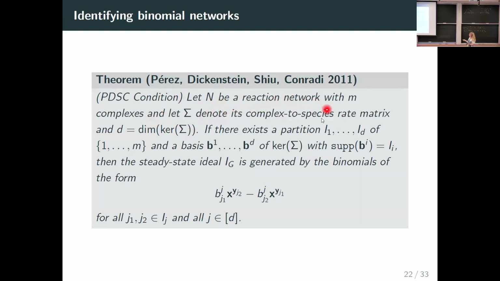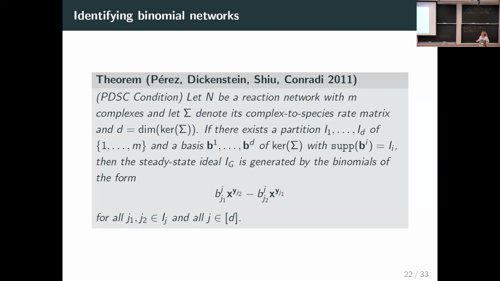You're looking at this complex to species rate matrix, and you can think about that as the matrix that I would get if I rewrite my polynomial system. Then I'm looking at the kernel of that matrix and the dimension of that kernel. And then I'm looking at a basis of that kernel, and seeing if that basis has disjoint support, and I get everything. So yes, you can detect it from the network, but it's not so easy.